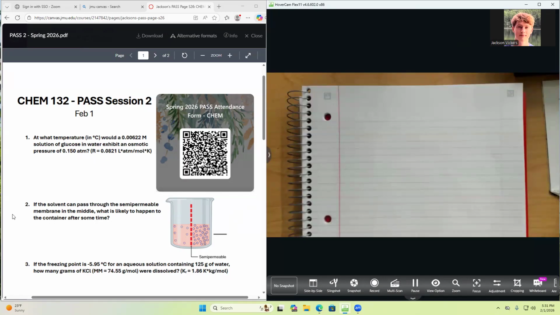All right, we can go straight into it. So I have some stuff from the osmotic pressure unit. To be honest, this one's kind of cumulative too. I have some concentration units, stuff like that. So this first one here, I'm asking you, at what temperature would a 0.00622 molarity solution of glucose in water exhibit an osmotic pressure of 0.15 atmospheres?